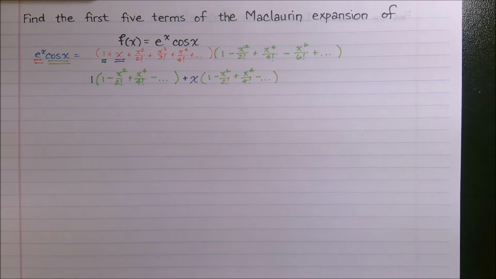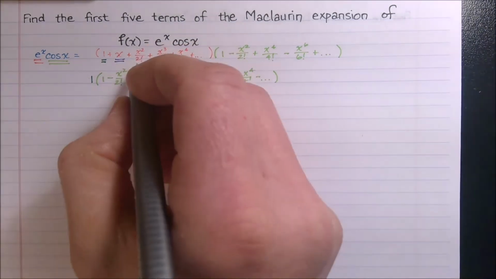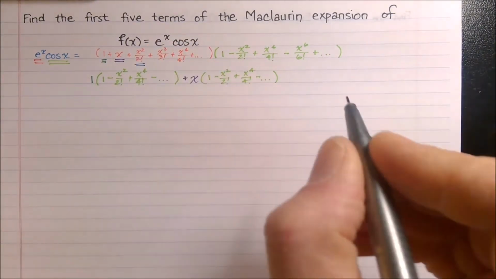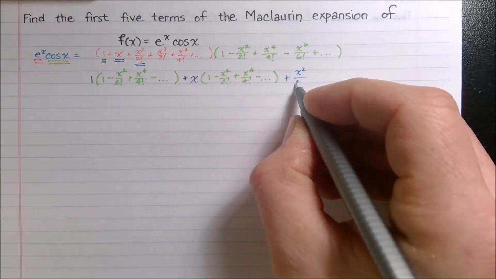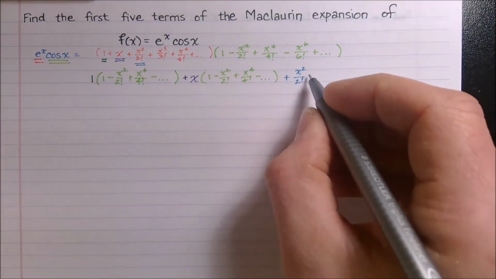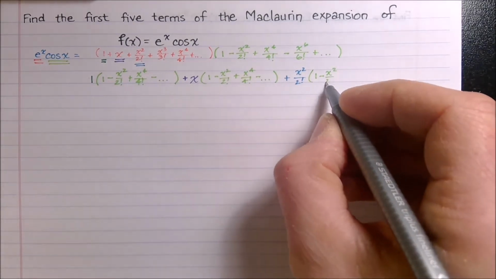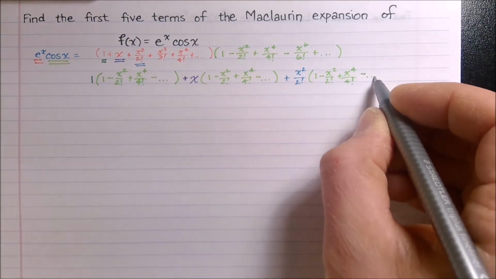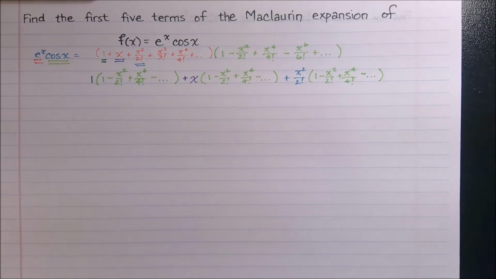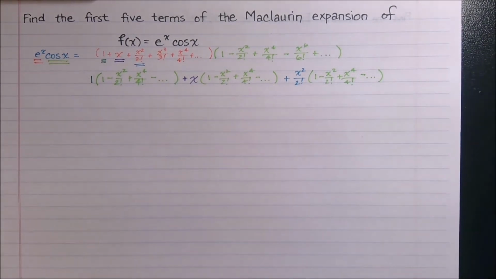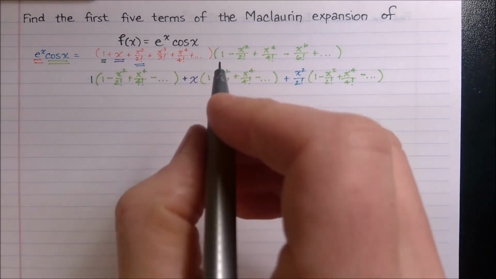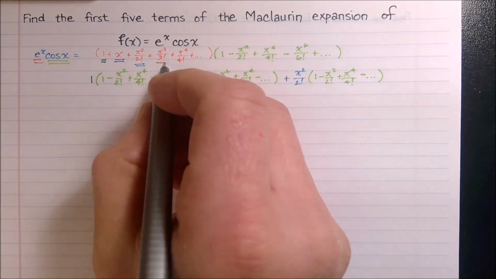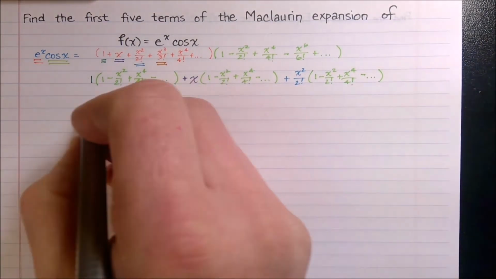I want to go to the third. All right, here we go. So we're looking at the third term. We're going to take this guy right here, x squared over 2 factorial times that whole thing: 1 minus x squared over 2 factorial plus x to the 4th over 4 factorial minus dot, dot, dot. That's 1, 2, 3. We've got 2 more to do because we're supposed to have the first five terms. So here we go. That'll be, and I'm going to write it down here on the next line.